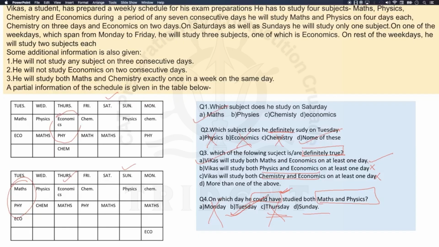Hope you have understood it. All you need to do is to arrange. What were the steps? How did we solve? First we arrange the various possibilities for maths, then for physics, and then for chemistry, and then we find the possibility for economics, and then we can solve all the questions. Hope you have understood it. Thank you.